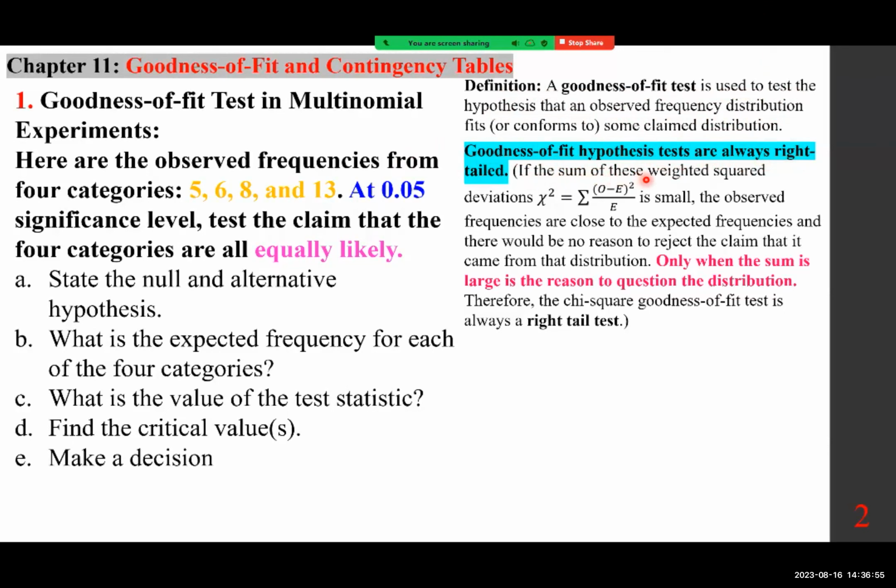If the sum of these weighted square deviations, chi-squared equals the summation of (O minus E) squared over E, is small, the observed frequencies are close to the expected frequencies, and there would be no reason to reject the claim that it came from that distribution. Only when the sum is large is there reason to question the distribution. Therefore, the chi-square goodness of fit test is always a right-tail test. Excellent.